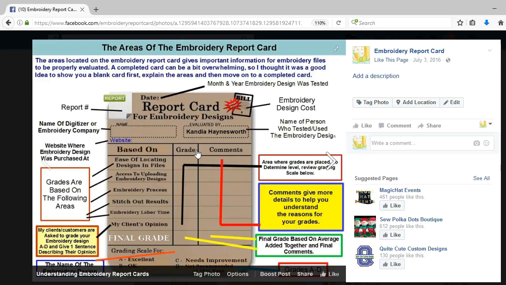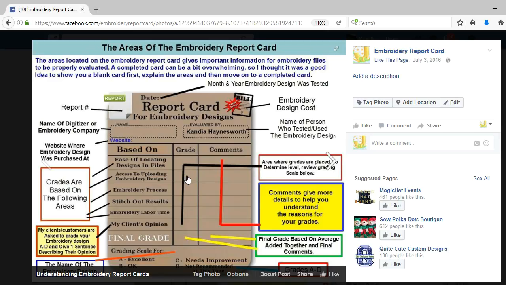Okay, so let's talk about the grades and how they come about. First, the grades are based on the following areas. I am looking for the ease of locating designs in the files, access to uploading embroidery designs, embroidery process, stitch out results, embroidery labor time, my client's opinion, or my opinion. Sometimes this is a combination of two, because sometimes the client can absolutely love the blanket or whatever I've stitched out, but I know that I really don't like that design. So this can be a combination of two.